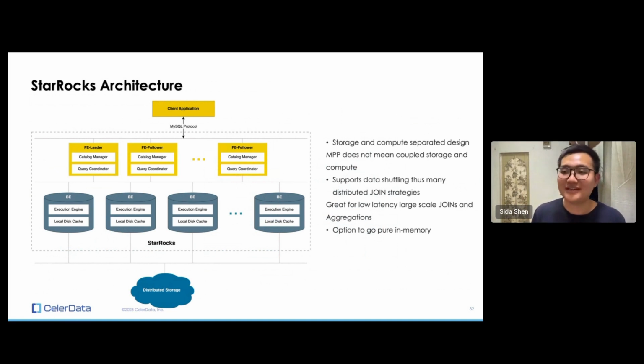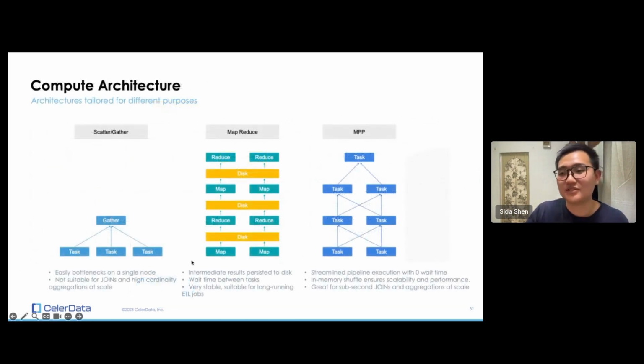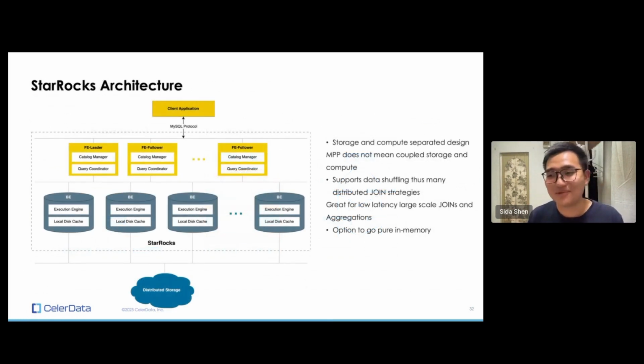It features a storage and compute separated design. So talk about MPP. This is one thing I kind of want to debunk: I see a lot of people online that say MPP means a storage and compute coupled design. And that's actually not true. MPP actually means you can shuffle your data and scale your workload or scale your query latency by adding more nodes, right? It does not mean coupled storage and compute.